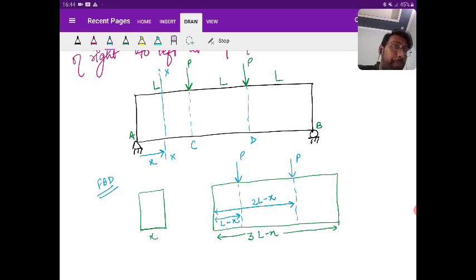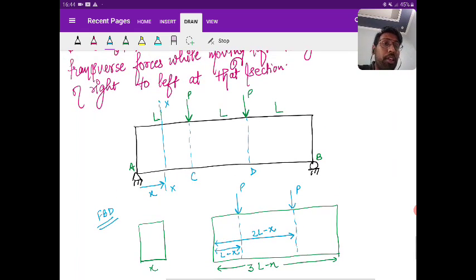So that is the right part. One more thing, there is a support, so there will be support reactions, and since you can see the symmetry, the reactions will be developing at A and B.